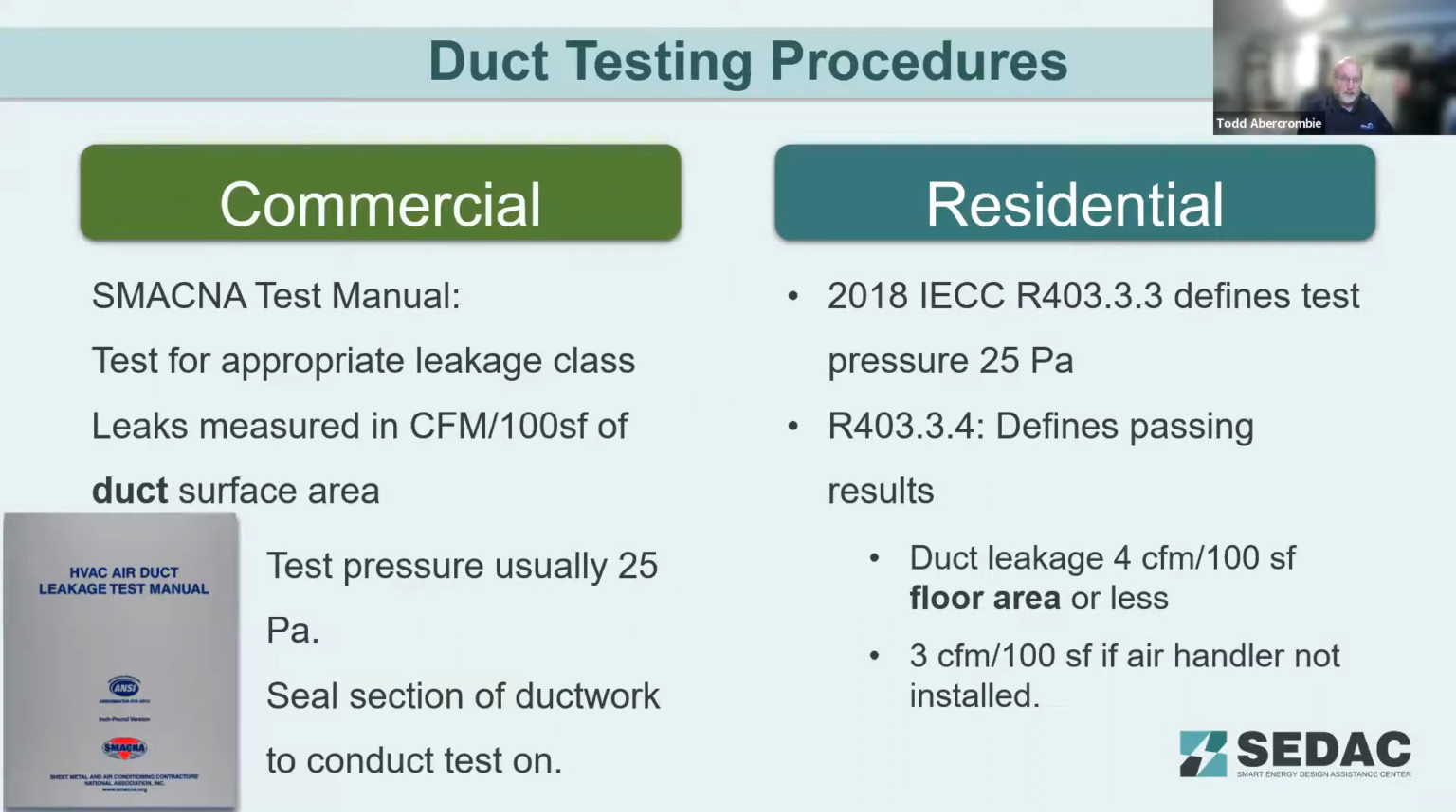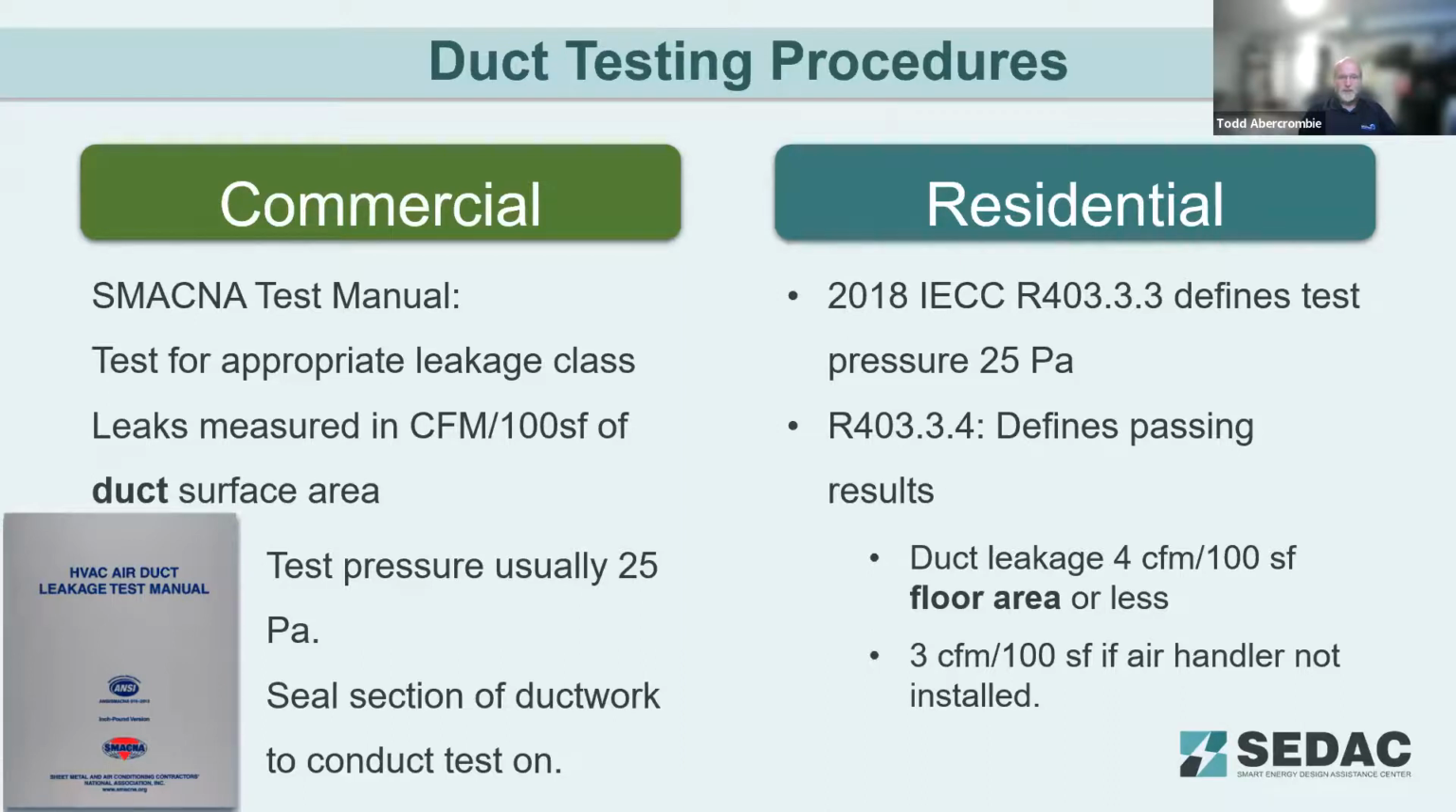For duct testing procedures, again, on commercial, you're going to refer to the SMACNA test manual, which will show you what to test for in the appropriate leakage class. The leaks are measured in CFM per 100 square foot of the duct surface area, which is a little bit different than in residential, where you're calculating the square footage of the area the system's serving, or floor area. Commercial duct test pressure is usually 25 pascals. And then you often need to seal the section of ductwork to conduct your test on.